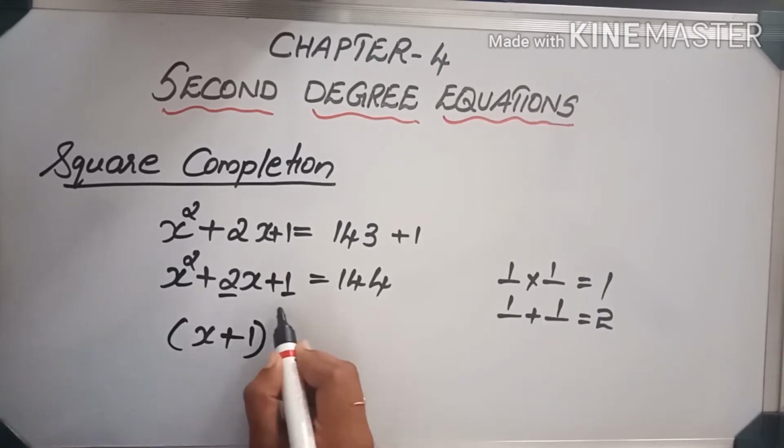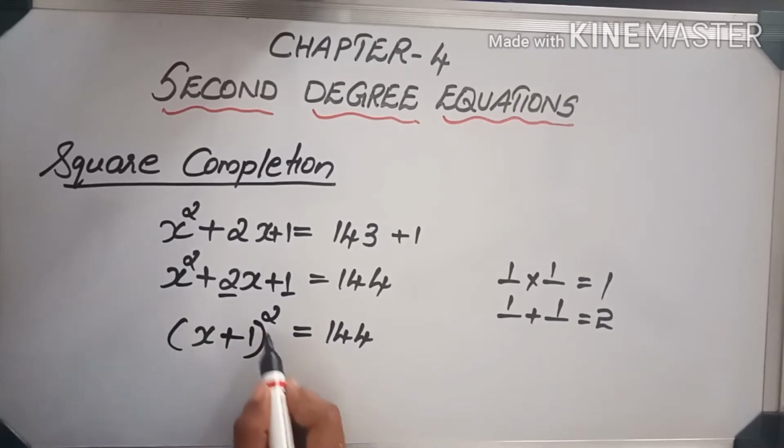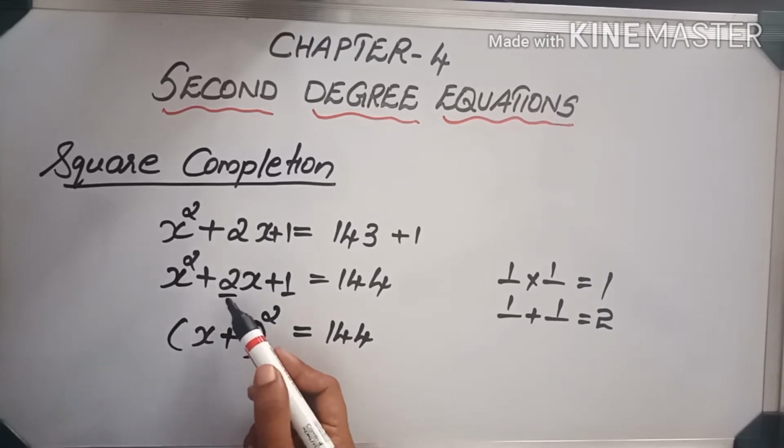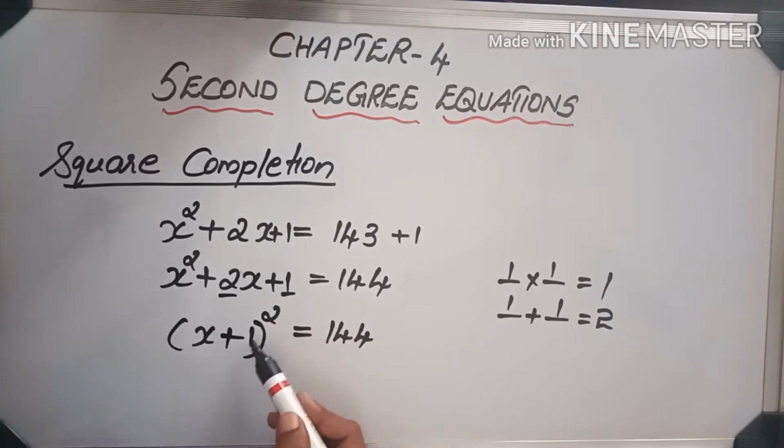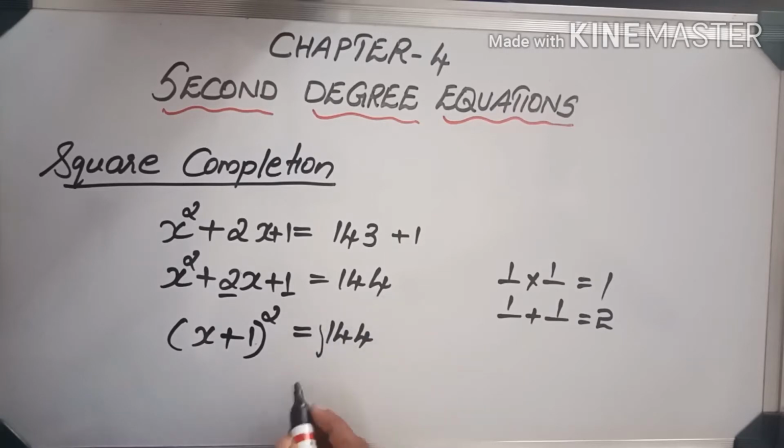So x plus 1 whole square will be equal to 144. The expansion of x plus 1 whole square is this one. When you open the bracket using the identity, you get the same expression: x square plus 2 into x into 1, that is 2x, plus b square, that is 1 square. So x plus 1 the whole square equals 144. Now it is easy to take this square to this side, it will become root 144. Root 144 is 12. Then plus 1 we can take, so we can find the value of x.